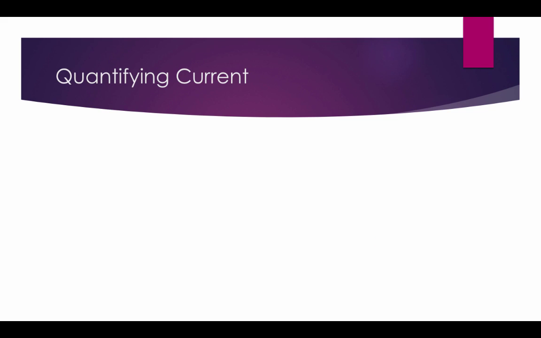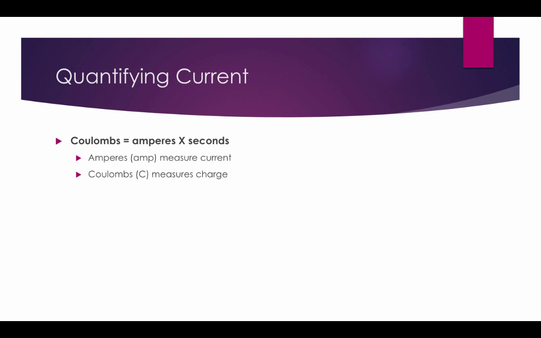We can quantify this process using a few simple equations. The first is coulombs. Coulombs, abbreviated capital C, is a measure of charge, and it's equal to amps times seconds. Amps is a measure of current, so if we know how much current is traveling through the cell and for how many seconds, we can calculate how much charge or how many coulombs have moved through the cell.